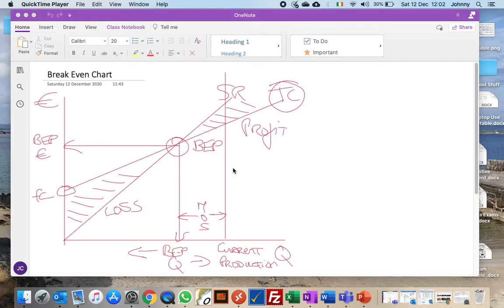Remember, the margin of safety is based on our current production, which is what we are planning to produce and sell. Obviously, markets may change, a pandemic may come along, so we may underachieve our target, but that is our target.